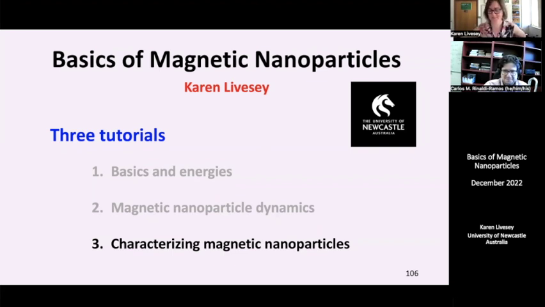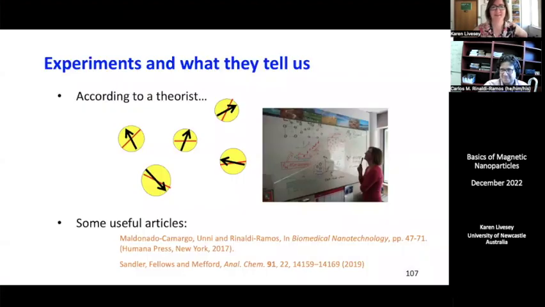That would be great. Now there's a caveat here. We're going to talk about experiments and what they tell us, but I am not an experimentalist, so I'm sure you guys on the call will actually have some insight to give me. But I have spent a lot of time looking at real data and trying to understand it, and trying to give us simple analysis tools to help extract important information about magnetic nanoparticles.